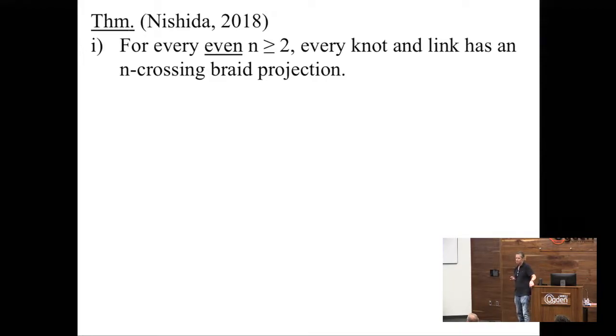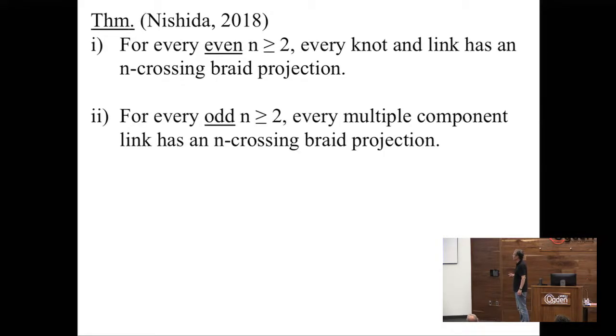And braid theory has turned out to be a really interesting area that has incredible applications to algebra as well as topology, and so this is sort of an interesting take on that. So for every even n, every knot or link has an n-crossing braid projection. Moreover, if you do go to the odd n, so long as you have at least 2 components, you're not a knot anymore, but you're a link, you also can realize that in an n-crossing braid projection.